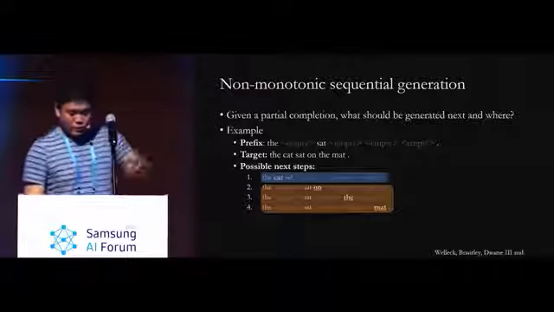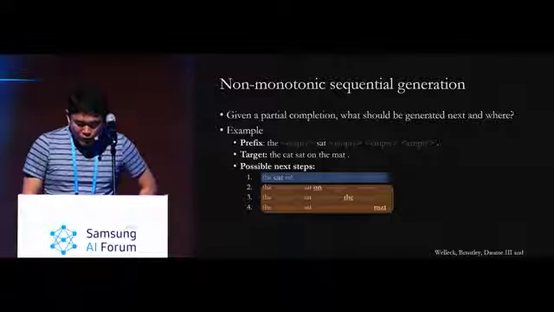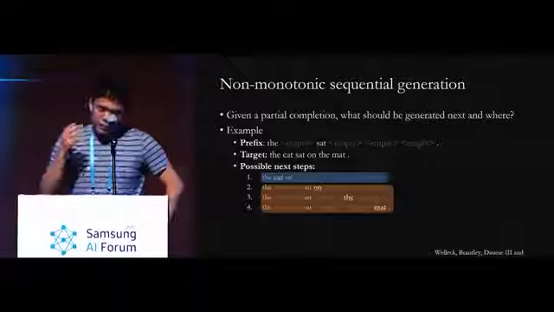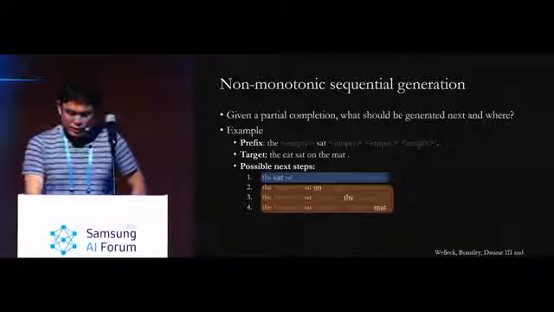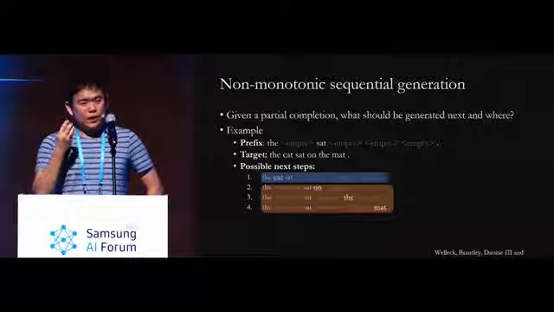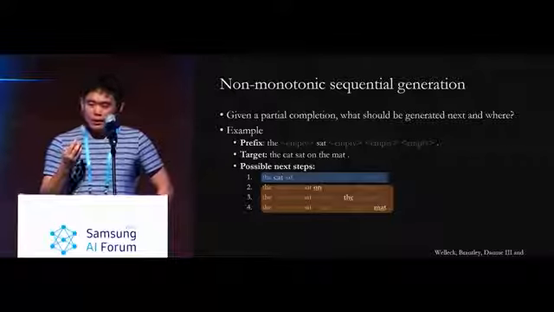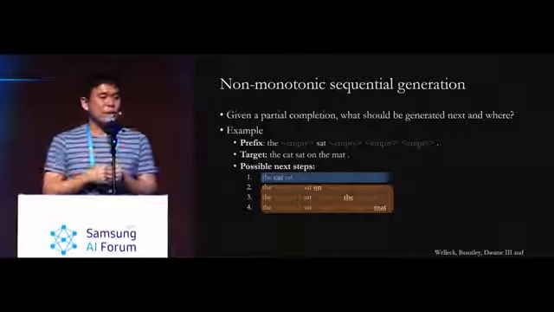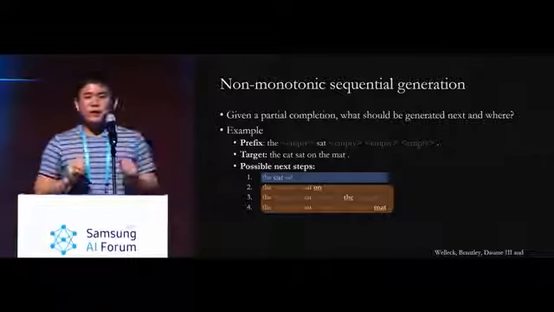This work was done with Brantley, Daumé, and me. Okay, so it's been cut off, but it was presented at ICML earlier this year. And now the question is, how do we actually build a generic algorithm that tells us what those possible next steps are in any kind of situation?